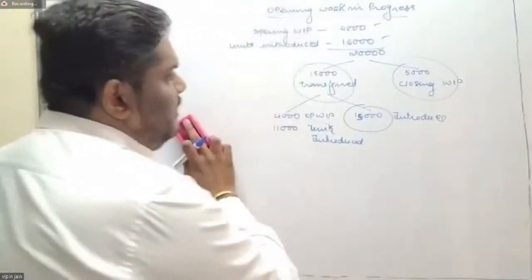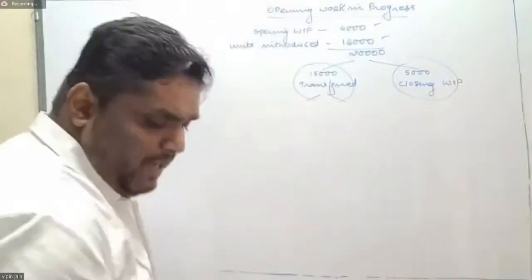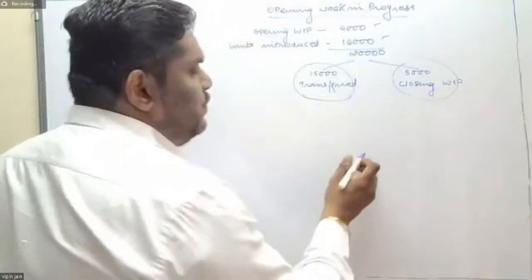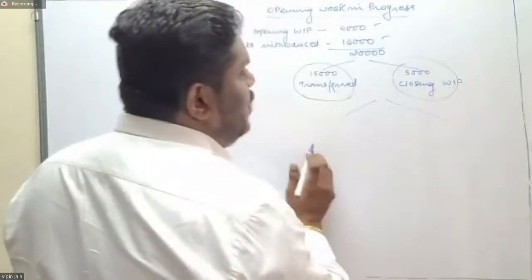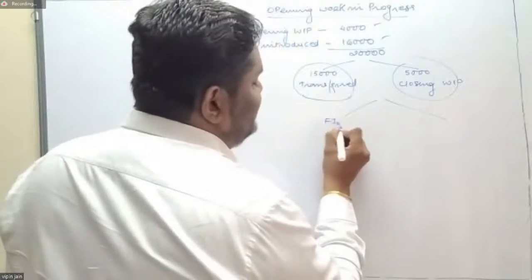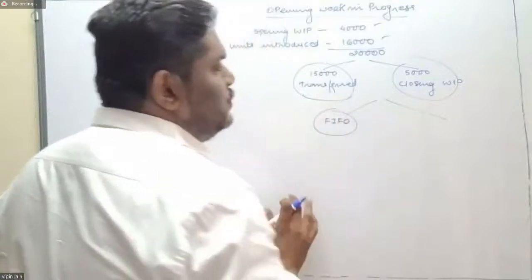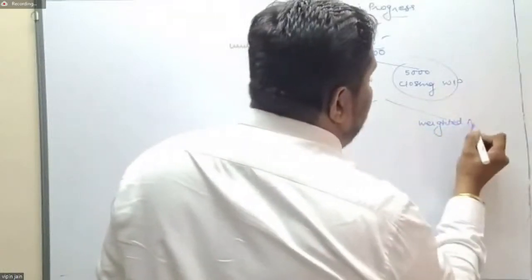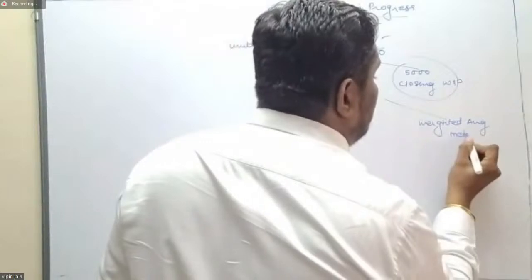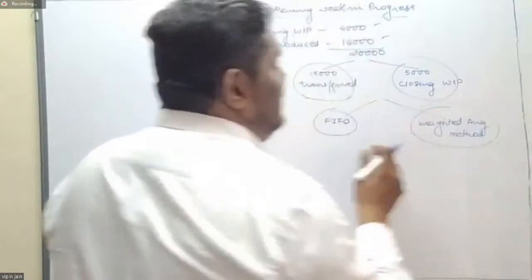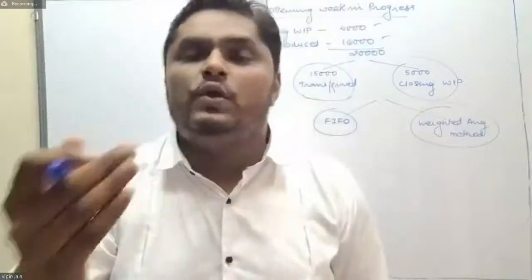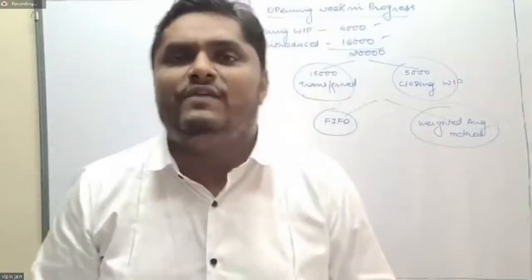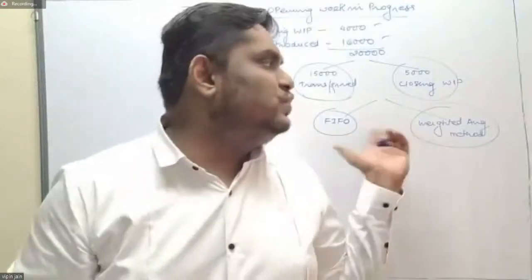So herein, for the purpose of calculating the value of units transferred and the value of closing work in progress, two approaches are possible as suggested by ICAI. That is, we can either use the FIFO method, or secondly, we can use the weighted average method. These two methods will only come into picture when there is an opening work in progress given in the question. If there is no opening work in progress, no need for these two methods.